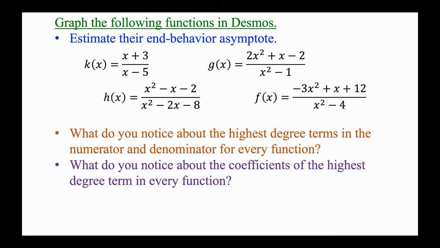Here are 4 different rational function graphs. Go ahead and pop these into Desmos. And again, make a mental note of the degrees of the numerator and denominator. And then look, what do you notice about the graph and how it's behaving? What do you notice about its x-intercepts? What do you notice about its end behavior?